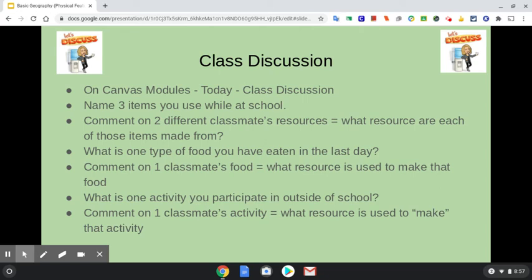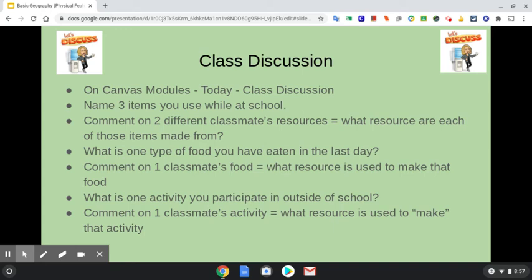Any food, doesn't matter what it is. Once you have typed in your answer, you will be allowed to see other people's answers, and you need to comment on one classmate's food by just saying what resources were used to make that food. So if it's a type of pasta, then it's going to be like grain or wheat. A plant is what pasta would eventually come from. A type of meat is going to come from whatever animal that type of meat would come from, and so on. So when you comment on a classmate's food, you're again telling them what resource that food comes from.